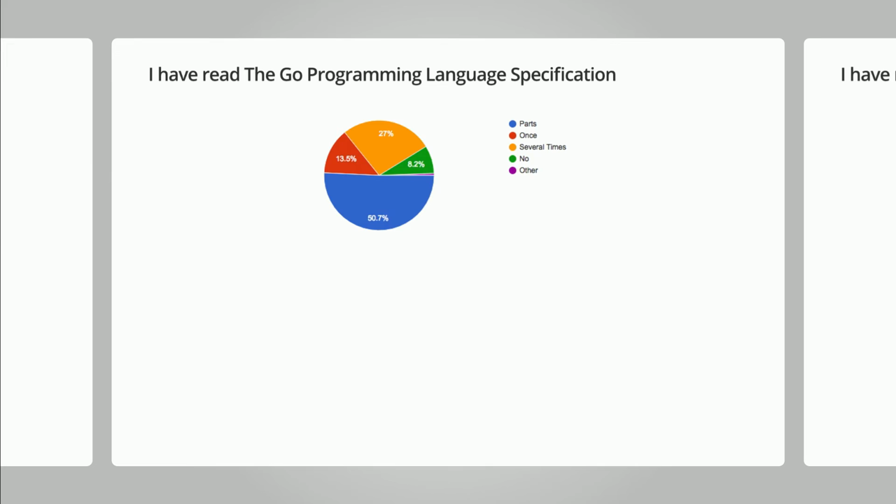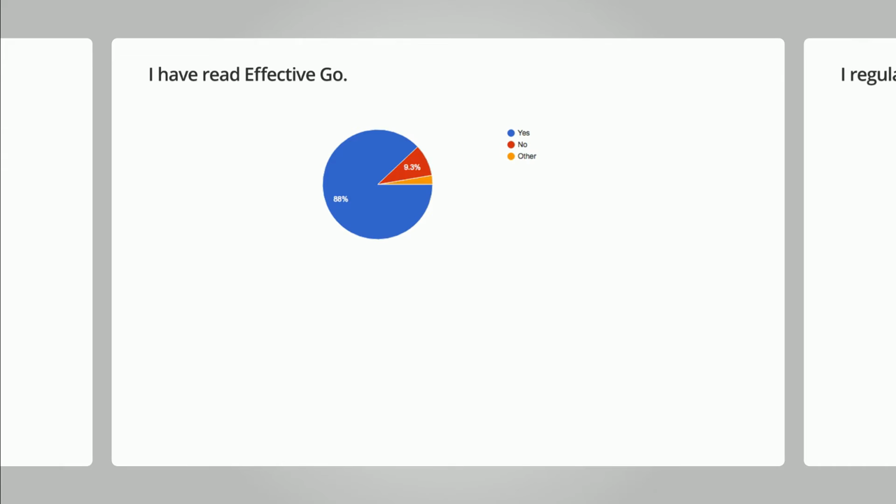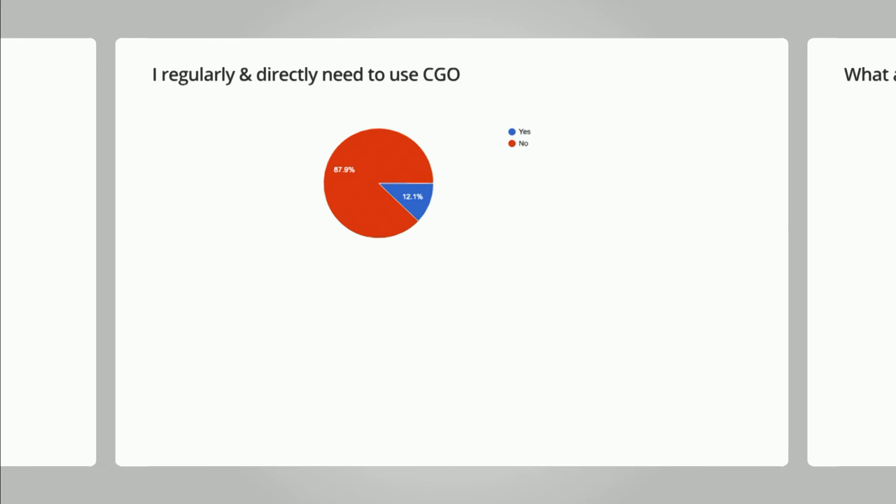Most people have read at least parts, if not more, of the Go language spec, which is good. I was actually expecting that number to be much higher. Most people have read Effective Go. I did not have as good a breakdown for that one, though, which I'll try to fix next year. Most people don't seem to need to use CGo directly, although I'm sure they use it indirectly.